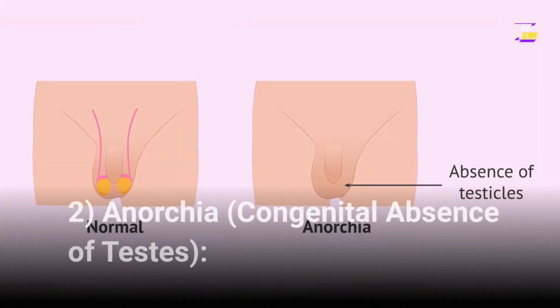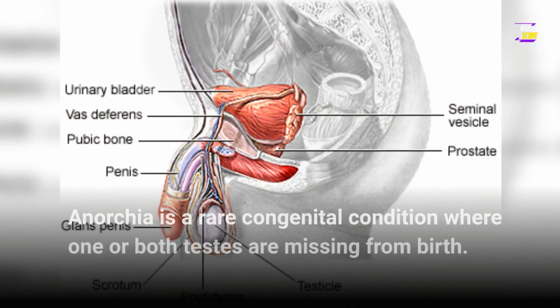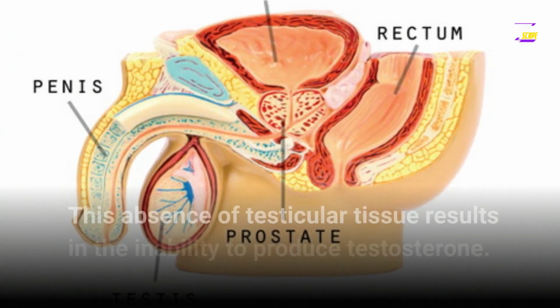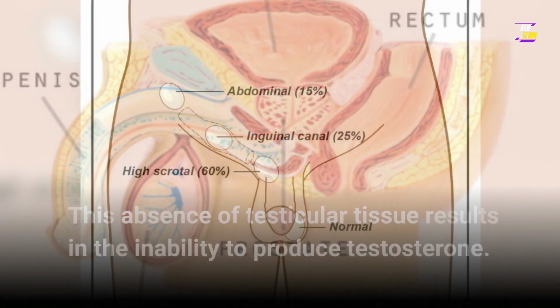2. Anorchia, congenital absence of testes. Anorchia is a rare congenital condition where one or both testes are missing from birth. This absence of testicular tissue results in the inability to produce testosterone.